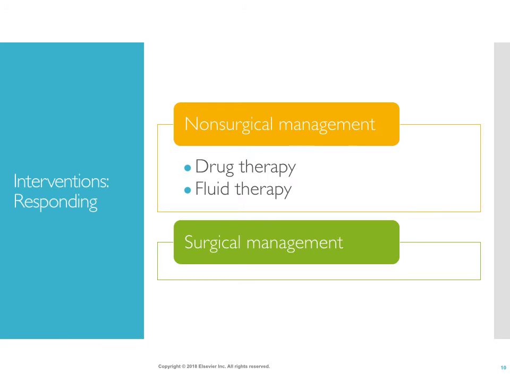So when we look at the interventions, as far as non-surgical management, the drug therapy that's given are things like drugs for bleeding prevention or control of bleeding. They may need clotting factors like vitamin K. They may need platelets, and those are given as needed. Fluid therapy restores the circulating blood volume and ensures adequate kidney blood flow.